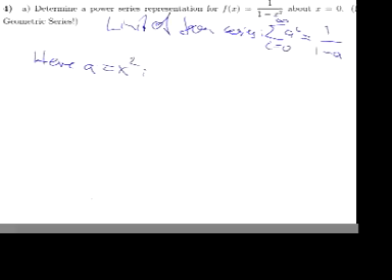So our series becomes the sum I goes from 0 to infinity. A was x squared, so x squared to the I, which is the same as x to the 2I. And this already is the series, and this is all that was necessary in this problem.